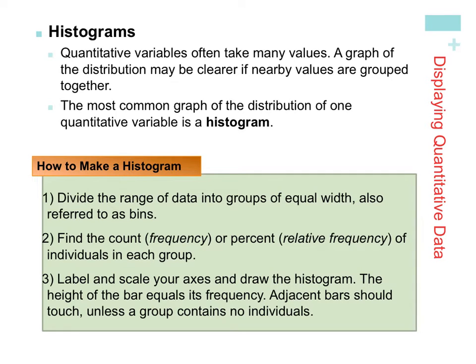Now, to make a histogram, you're going to divide the range of data into groups of equal width. These are also referred to as bins. And then we're going to count frequencies, or percent if we're doing relative frequency, of individual groups. And then we're going to label and scale our axis and draw our histogram. We'll do some by hand, and then we'll actually learn how to do this with some technology as well.